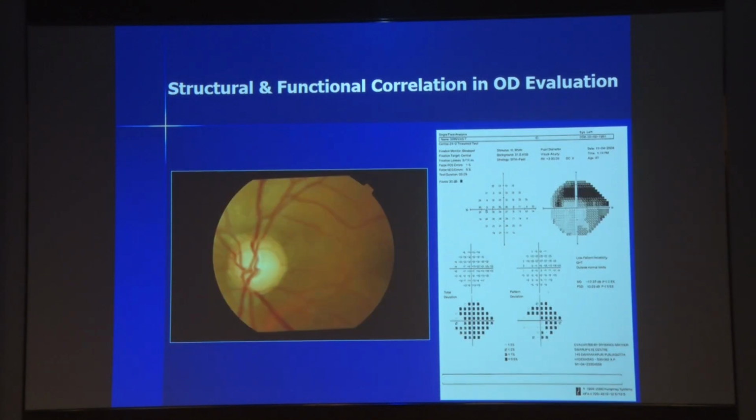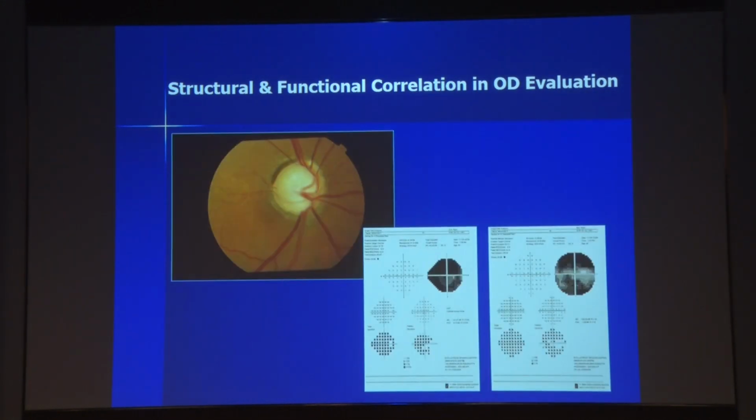And if you see here, this is the color cupping. But if you see the dipping of the vessel here, the cupping is more in the inferior segment, because the ISNT rule is definitely not obeyed. There is a definite excavation of the inferior neuroretinal rim, and that manifests as a dense superior arcuate defect.